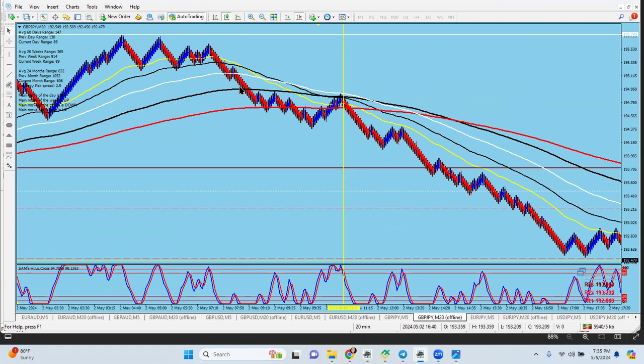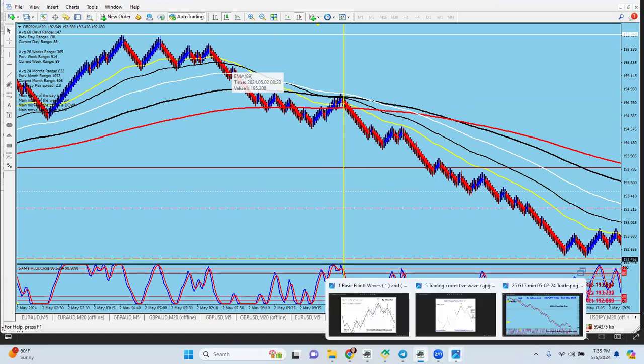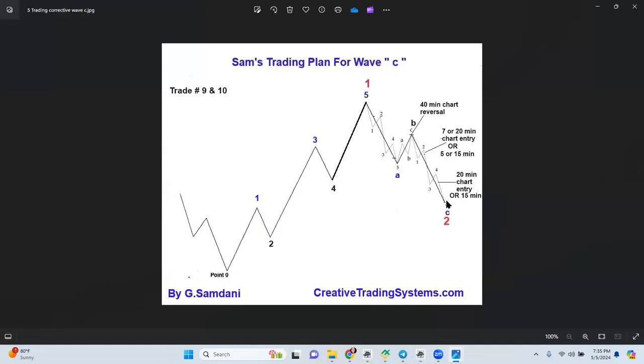Then 7-minute entry, my EA took it. And like I said, if you don't want that too fast, then wait for the 20-minute, which it comes at. And this is exactly what these charts are talking about. I made this chart, right?